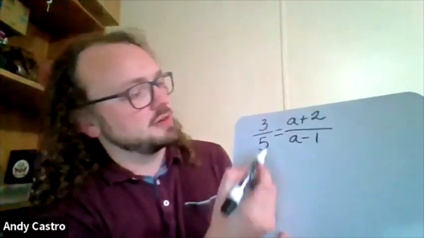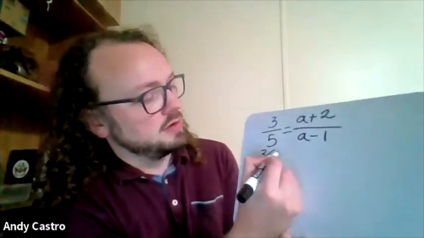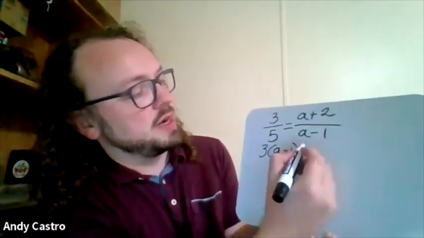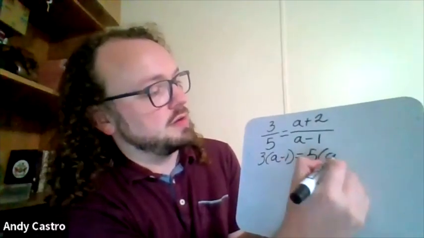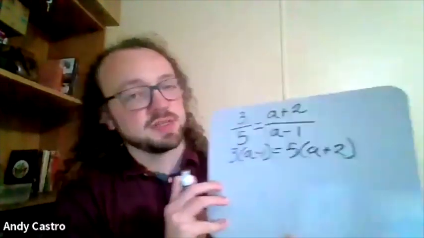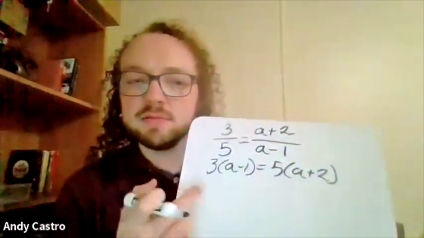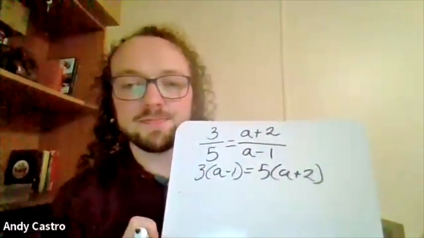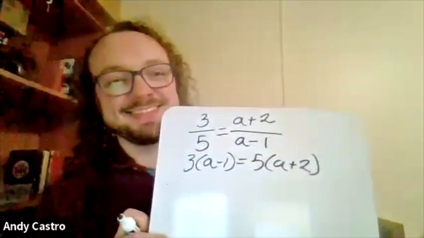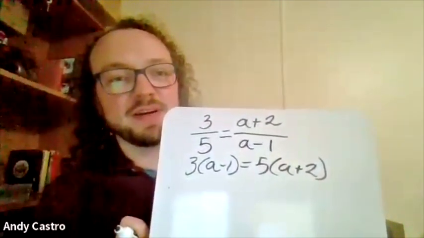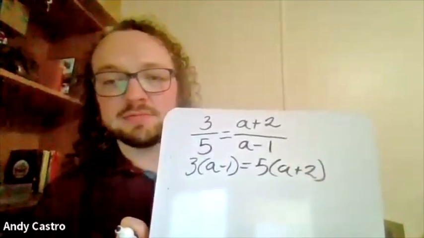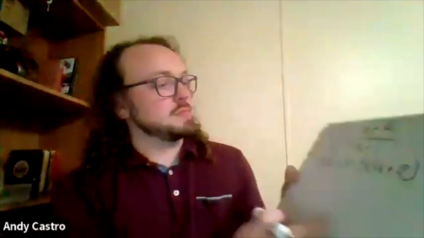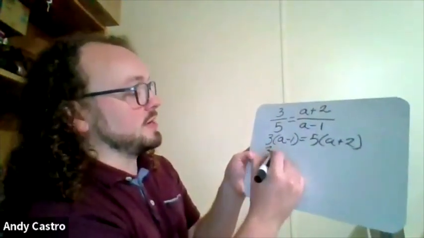Let me show you the first step, and we'll see if we've got the same thing. Everyone else can keep working on their problem if they haven't finished it yet. So I've got 3 times a minus 1 equals 5 times a plus 2. Did you get to that step? Okay. 3 over 5, a plus 2, a minus 1. So if you haven't solved it yet, I'll work out the answer for you.